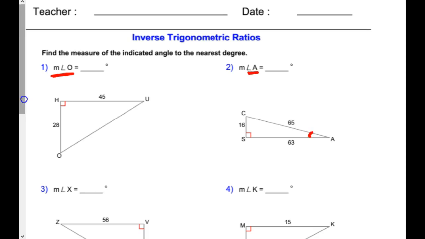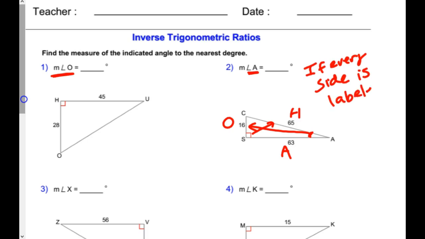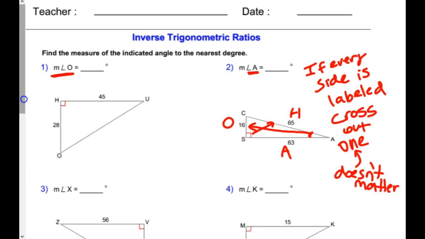Angle A. If I start at angle A and I label O, I label H, and I label A. Usually we're going to cross one out, right? But every side is labeled. If every side is labeled, cross out one. And when you cross out one, it doesn't matter which one, okay? Literally, you just need to pick 2 and it'll all work out, I promise, okay? So for example, let's say I cross out O, then I'm going to have to use AH, and I'm going to use cosine, right? If I crossed out A, I'd be using OH, and that'd be sine. If I crossed out H, then I would be using OA, that would be tangent.